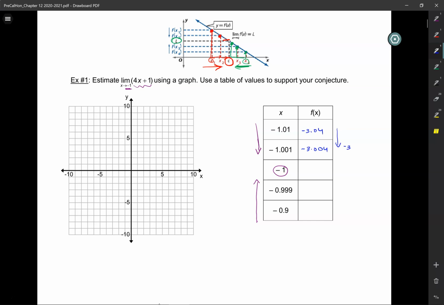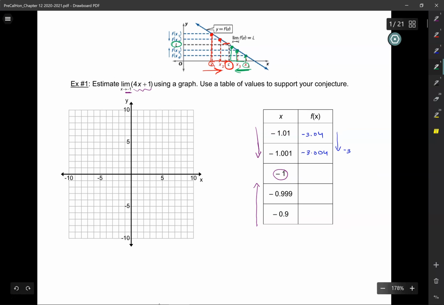Well, now let's go from the other side. If I plug in -0.9, I get -2.6. If I plug in -0.999, I get -2.996. So as my x values get closer to -1, what y value are my values approaching? Well, -3. So do you see how from the left and from the right, I'm kind of zeroing in on -3, right? That's the idea of a limit.